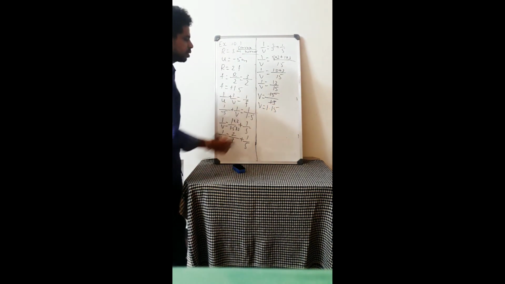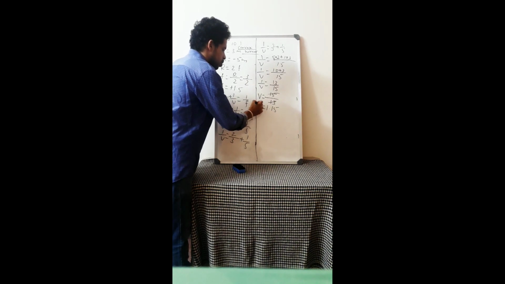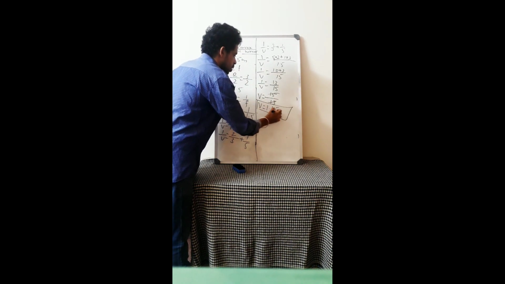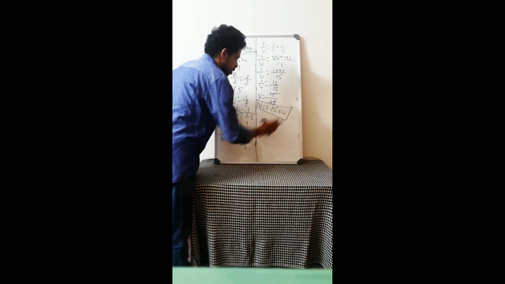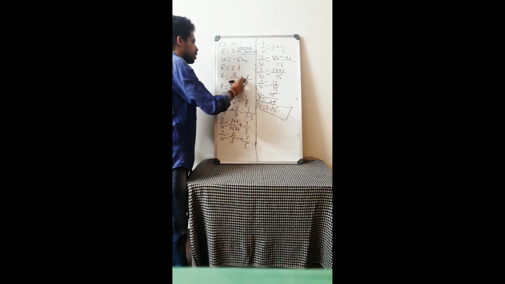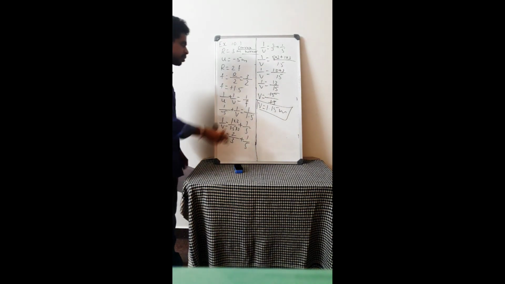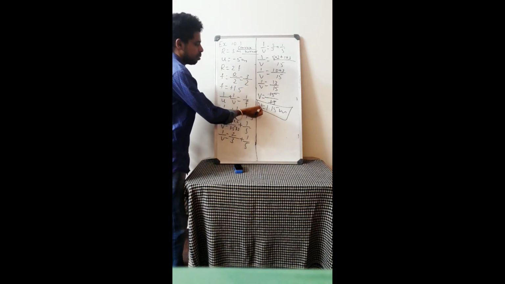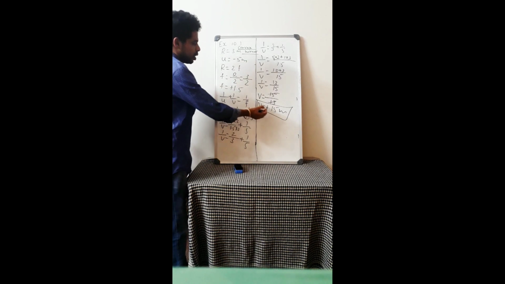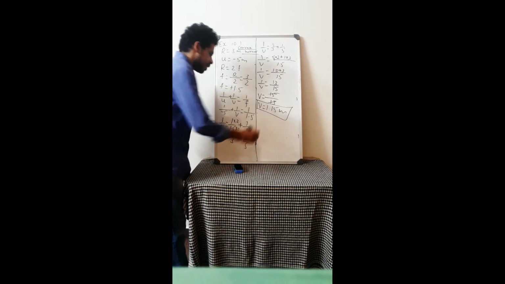I'll just stop there. So V you got as 1.15 meter. Here all the measurements are in meters. So 1.15 meter. Now how to find the magnification? This is how we have found the position of the image. The position of the image is 1.15 meter.